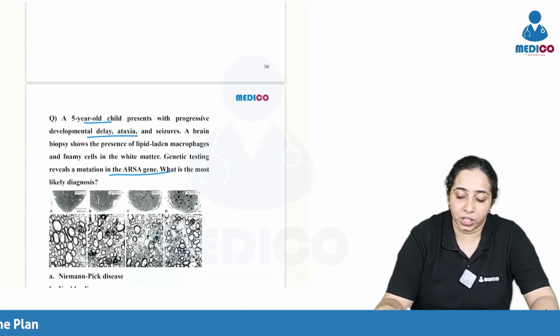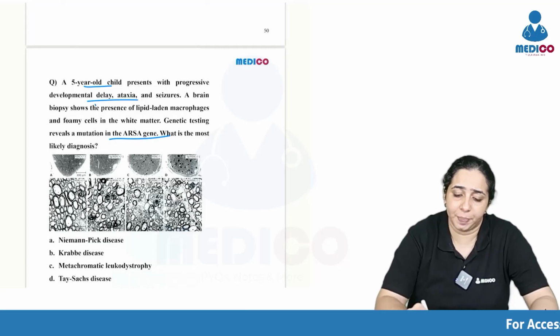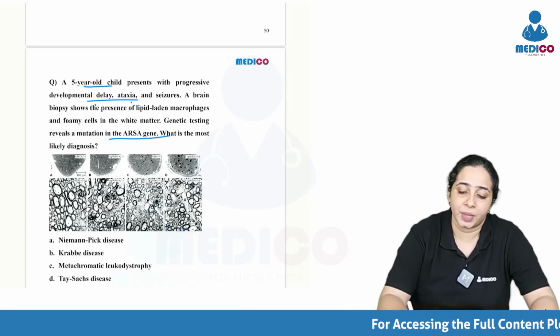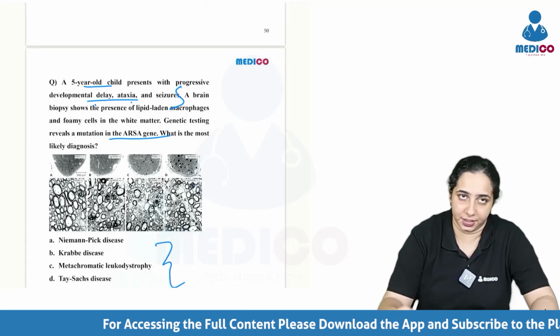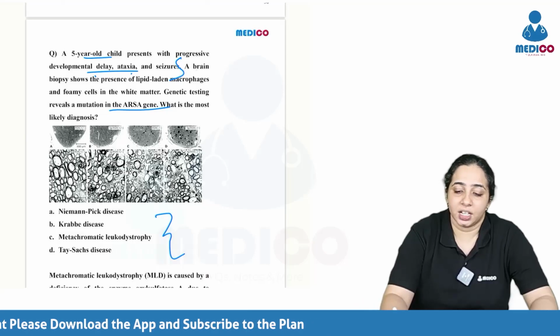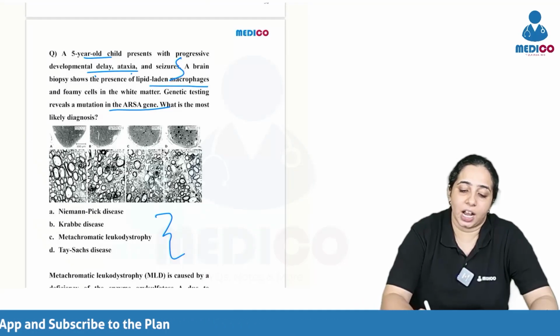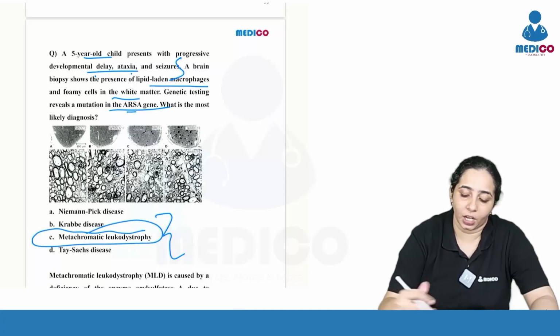Okay. So next one, 5-year-old child, progressive developmental delay, ataxia, seizures. Again, these things can happen in any of these. The question will tell you the answer. That is, if lipid-laden macrophages, foamy cells, ARSA gene, that is your MLD. Okay.